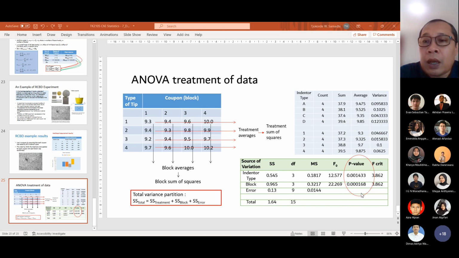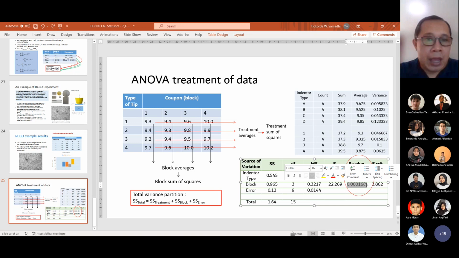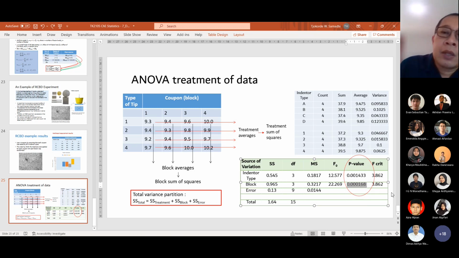Let me repeat that. Between these two factors, indenter type and block, both significantly influence the hardness of the response. We can judge that based on their individual p-values. Each of them has a p-value that is way lower than alpha. Even if you use an alpha of 1%, these values are still much lower than 1%. So those two factors both are very, very significant.